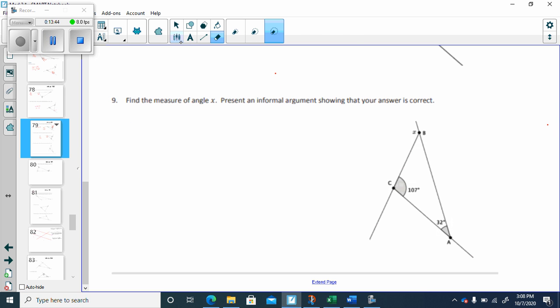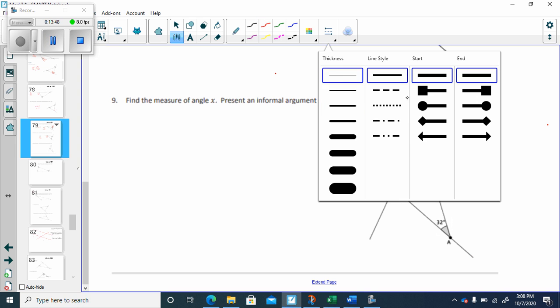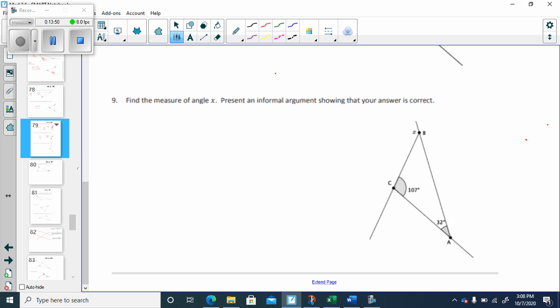Let's see, I am looking for this exterior angle. The exterior angle is equal to the sum of the two remote interiors. See how these two angles don't touch that one? So if I add up the two remote interiors, I get 139. That's the measure of the exterior angle.